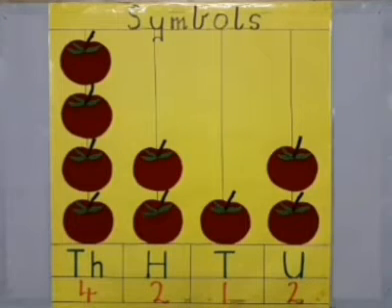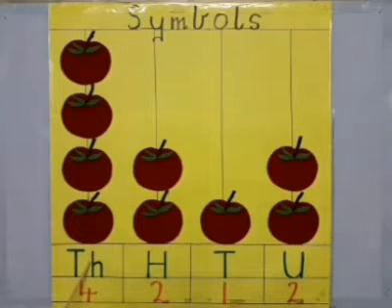Good morning, children. Yesterday, you learned about different symbols which you can use for different places, like the thousands place, hundreds place, tens place, and the units place. Now, I will teach you about one symbol which you can use for all the four different places. But remember, children, the value of the symbol depends upon the place. Now, we will begin with the thousands place.